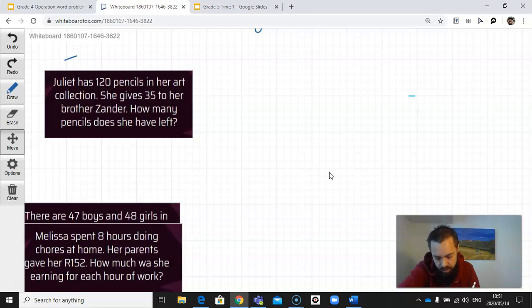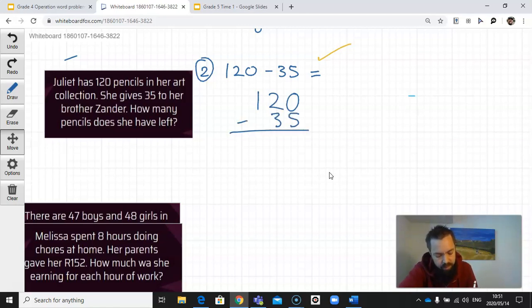Okay, so she started off with 120, and then she gave away. Giving away is the same as minus. So she gave away 35, and then we want to find out how many she has left. So we have already earned a mark just by doing that. Let's now do our subtraction. Although I can do this in my head and you'd be okay doing it in your head, I'm going to go ahead and show my workings using the column subtraction that we practiced.